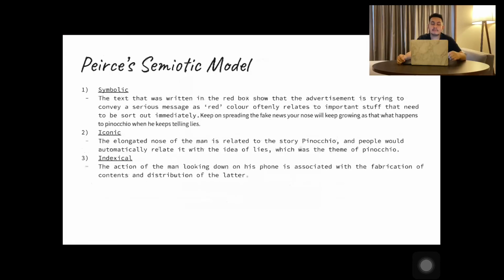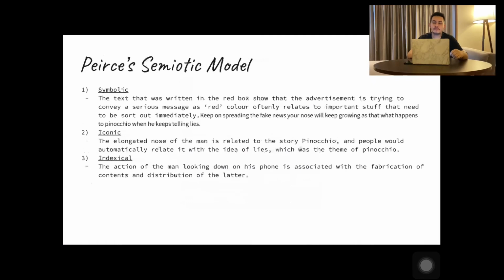Hi, my name is Aiman. So today I'll be explaining about the symbolic symbol, which is one of the semiotic models that can be found in our advertisement. So basically, if you have a look at the advertisement that we have chosen, you'll notice the text that was written in a red box, which can be found at the left side of the poster.